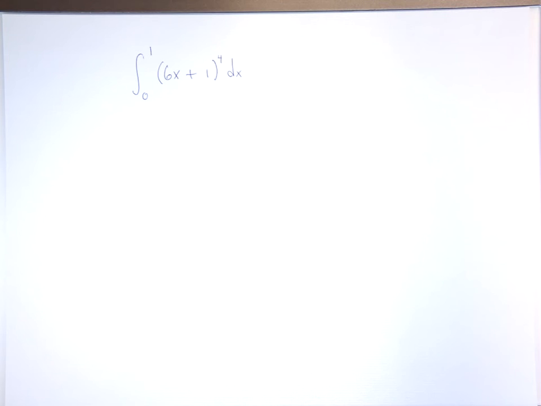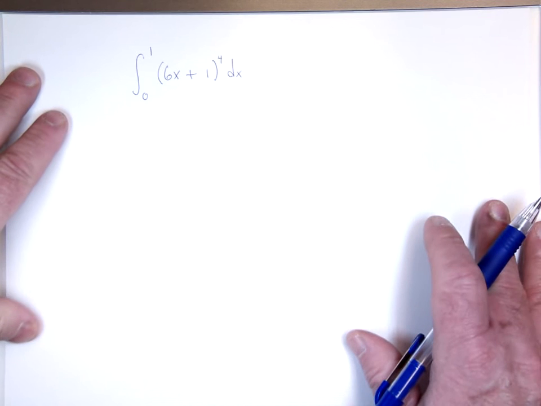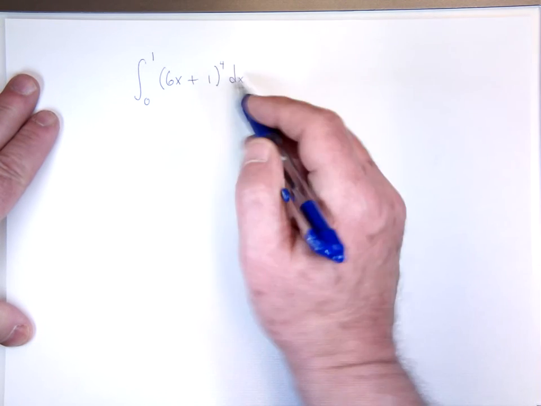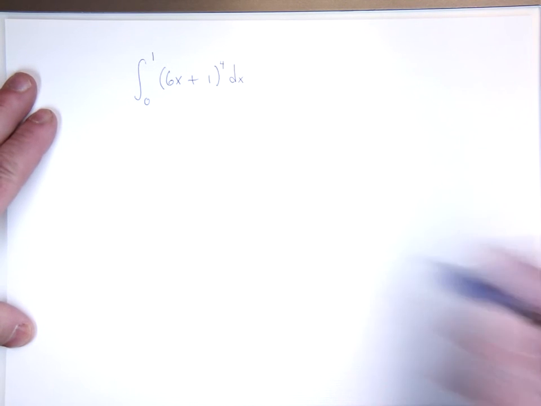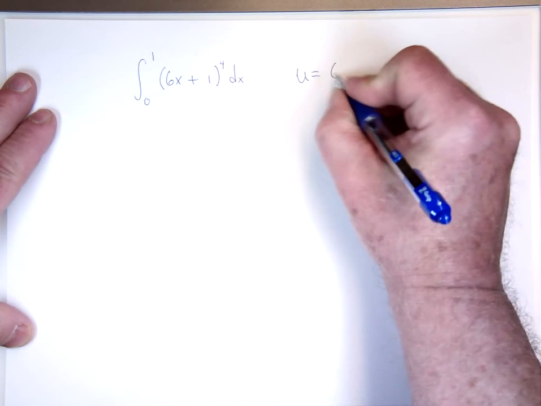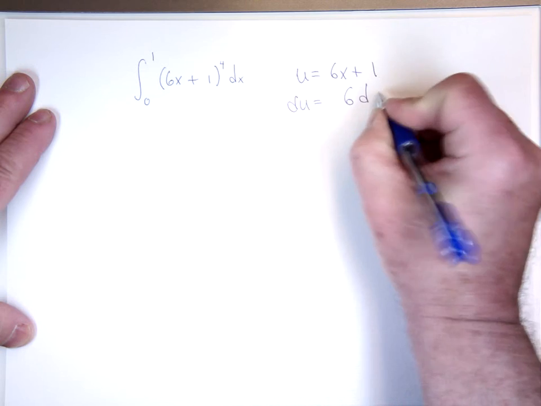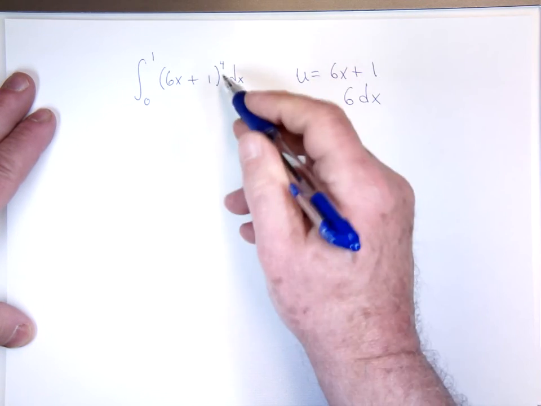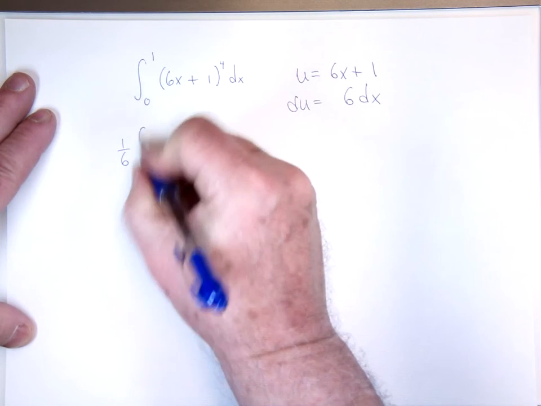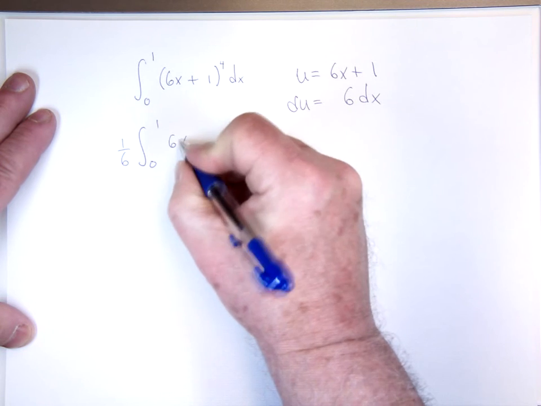All right, let me do it out. It's the same process. You look at this and say, okay, that's a u to the n form. I'm going to let u equal 6x plus 1. du is 6 dx. Multiply by 6 and by 1/6. I'm going to change this now.